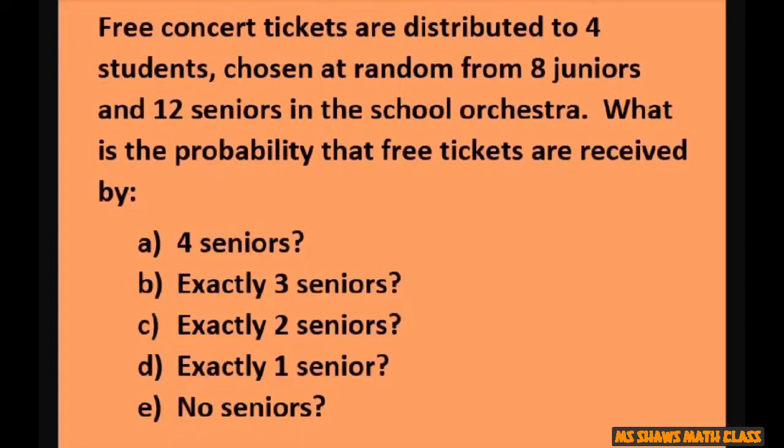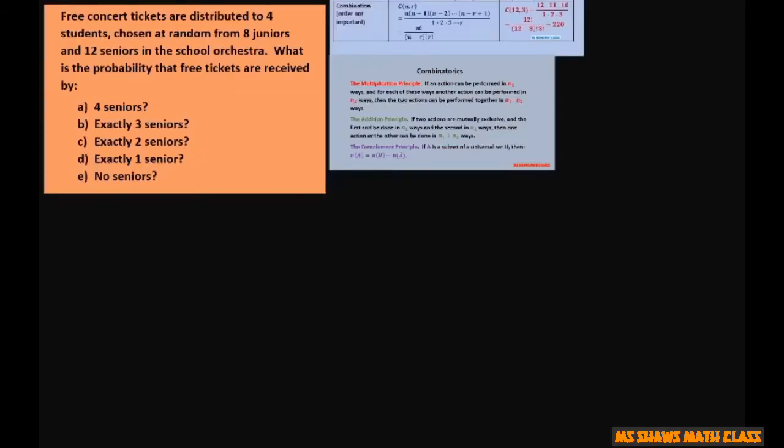Free concert tickets are distributed to 4 students, chosen at random from 8 juniors and 12 seniors. So right away we know we have a total of 20 students, and we're choosing 4 students out of these 20. What is the probability that free tickets are received by, and we're going to answer these 5 questions. So the first one, we want 4 seniors.